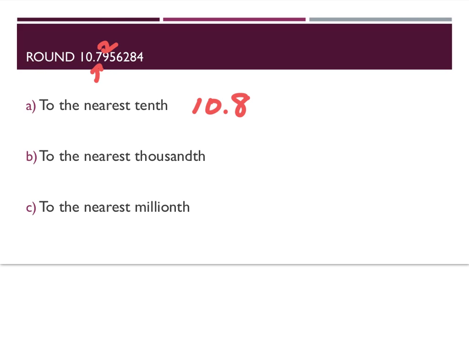If I want to go to the nearest thousandth, tenths, hundredths, then thousandths place, that would be the 5. Everything to the left of the 5 stays the same. I look immediately to the right of the 5. I have a number that's 5 or more, so the 5 is going to round up to 6.